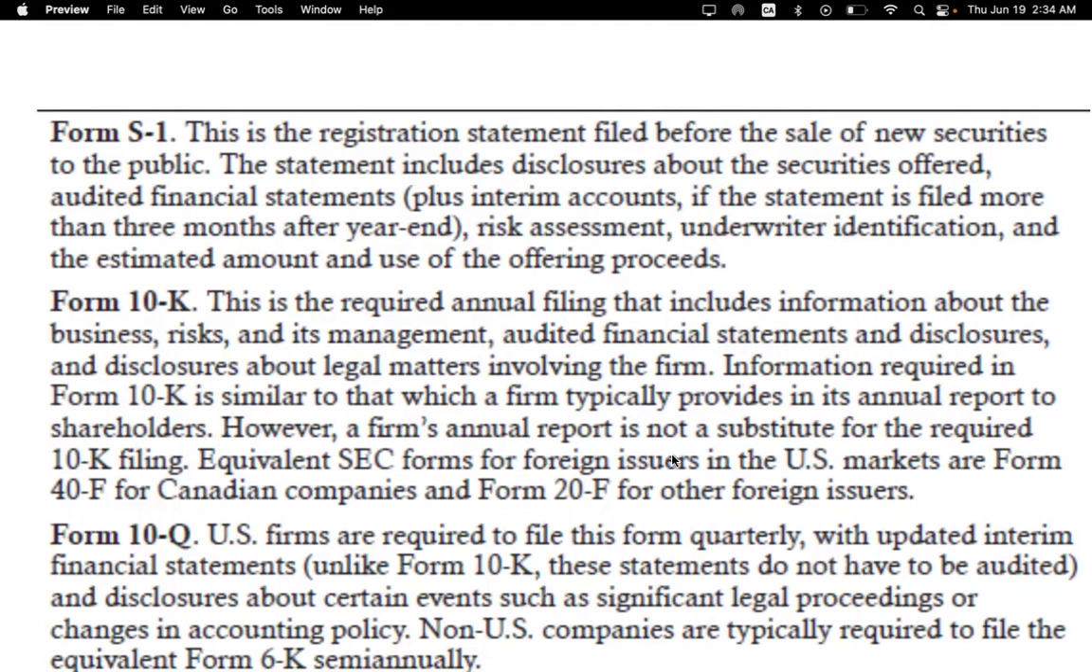Equivalent SEC forms for foreign issuers in US market are Form 40F for Canadian companies and Form 20F for other foreign issuers. So in the US, if there is a Canadian company, they're going to have to file 40F. If it's a US company, they're going to file Form 10K. If it's a Canadian company, they're going to file 40F. And if it is any other foreign company within the US, then 20F. So just remember 10K, 40F, 20F.